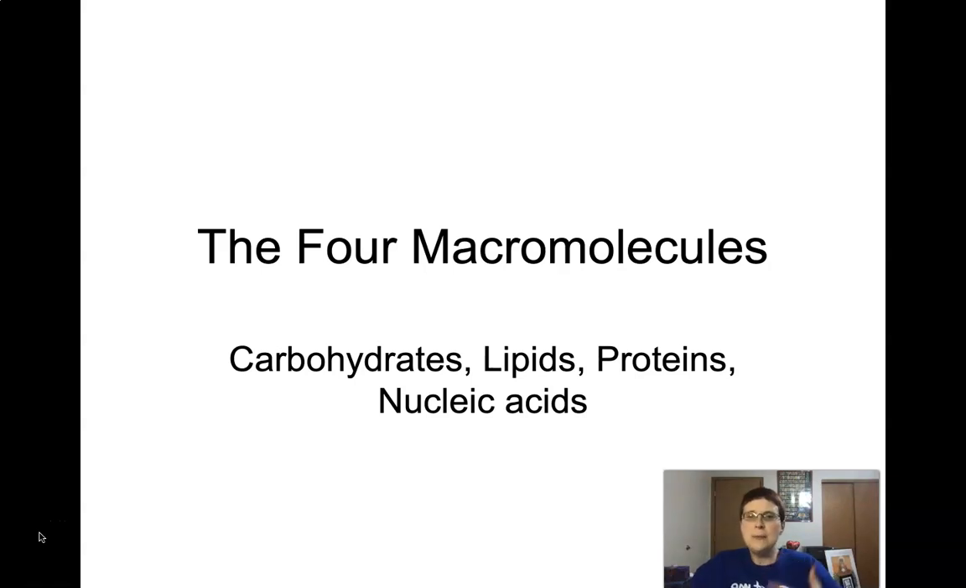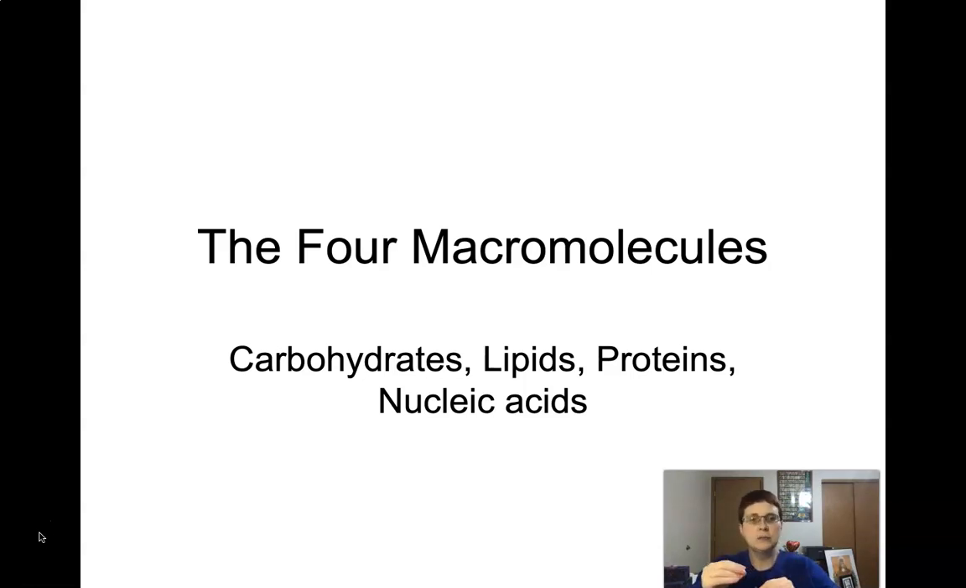So chapter 3 is all about the macromolecules. Chapter 2 was about chemistry, the little stuff like bonds and atoms, but chapter 3 is about the macromolecules, specifically carbohydrates, lipids, proteins, and nucleic acids. Macro means big, so we're talking about bigger molecules.